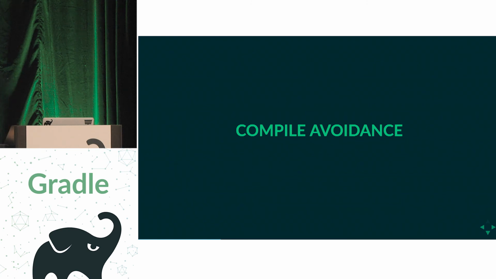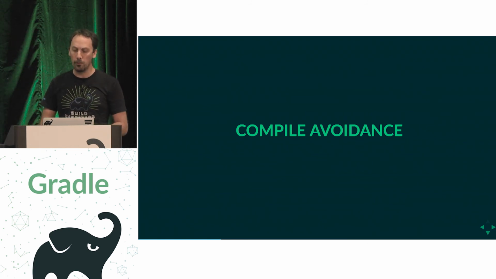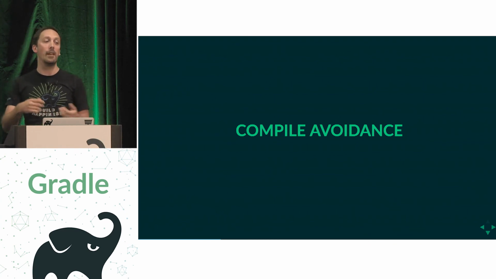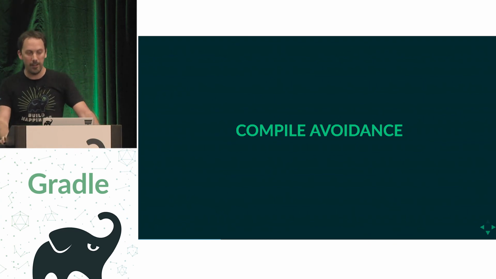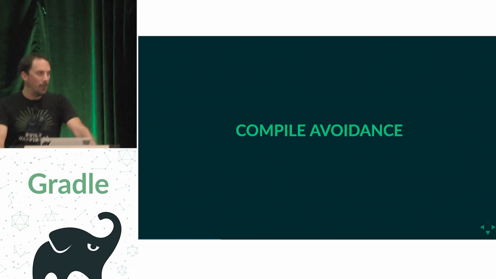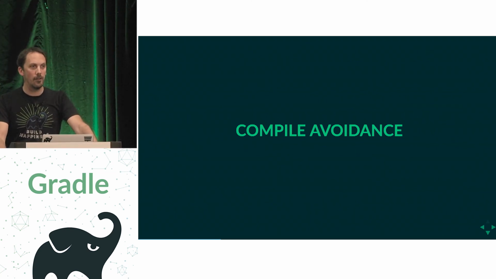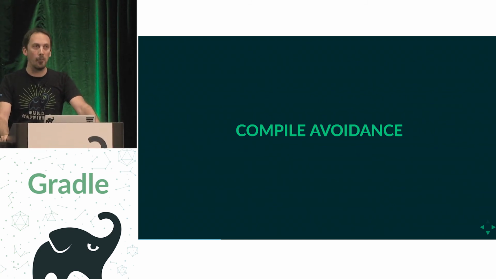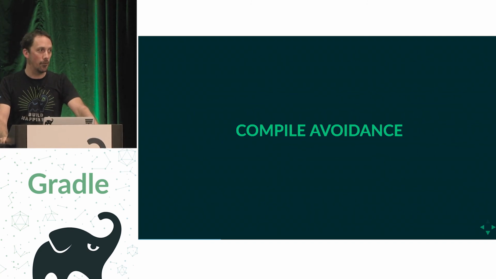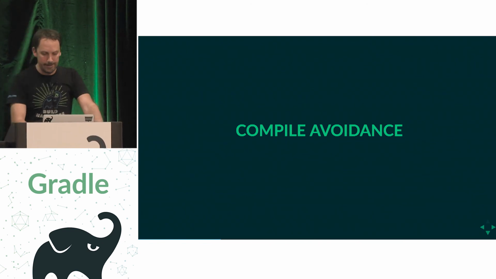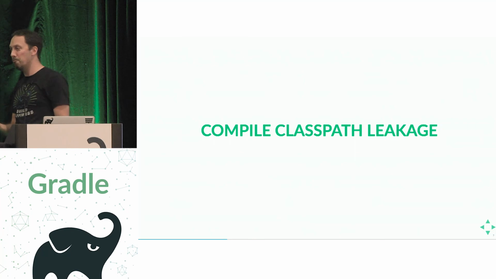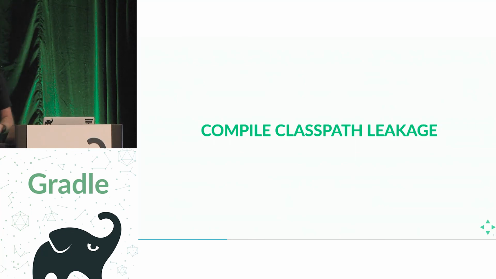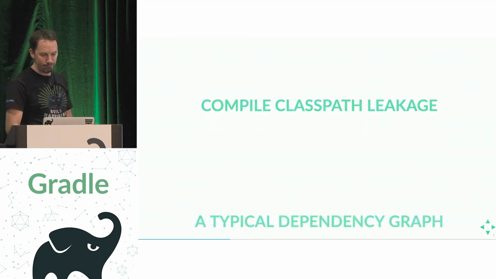Okay, so now the next concept I want to introduce to you is what we called compile avoidance or compilation avoidance, whatever you want to call it. And this is really one of the biggest issues that, well, most other build tool users have. So, and before Gradle 3.4, you had the problem too. Maybe you didn't recognize it, but you have it. So this is basically compile classpath leakage, and I'm going to explain what it means.